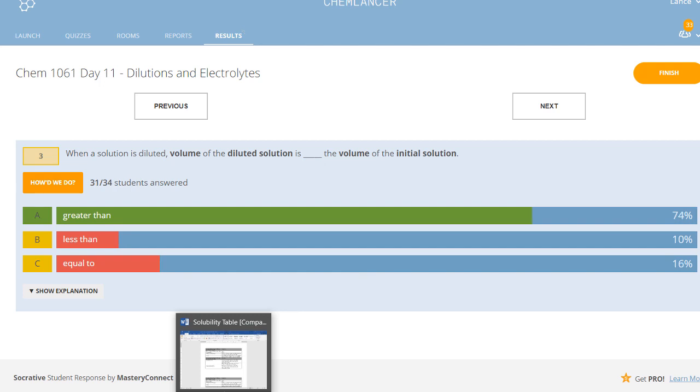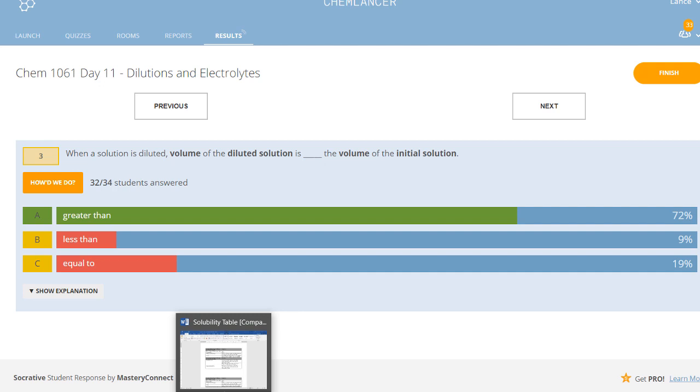Well, it's going to be greater. If you dilute something, you're adding water. If you add water, what happens to the volume? It increases. You're going to get a bigger volume. So I don't know how we get 97% of you getting the first one right, only 72% the second one, because if one goes up, the other has to go down.